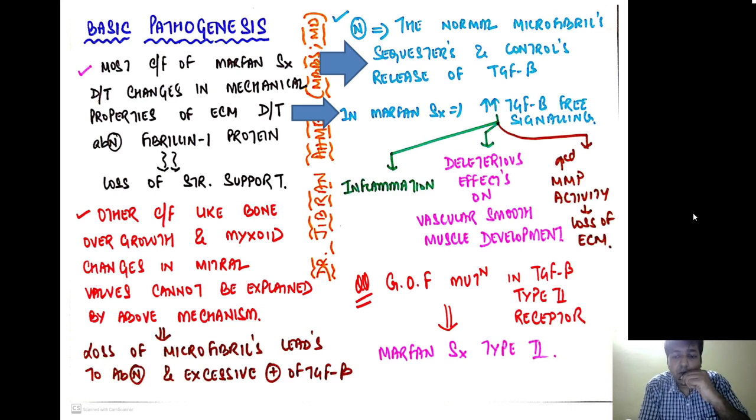This leads to three important things. As you all know, TGF-beta is an anti-inflammatory protein, so an excessive amount of this signaling leads to an increased amount of inflammation. It will have deleterious effects on vascular smooth muscle development, and it is going to increase matrix metalloprotease activity, leading to further loss of extracellular matrix protein. Gain of function mutation in the TGF-beta type 2 receptor can also lead to a Marfan-like syndrome, and this is called Marfan syndrome type 2. So Marfan syndrome type 2 occurs because of gain of function mutation in the TGF-beta type 2 receptor.